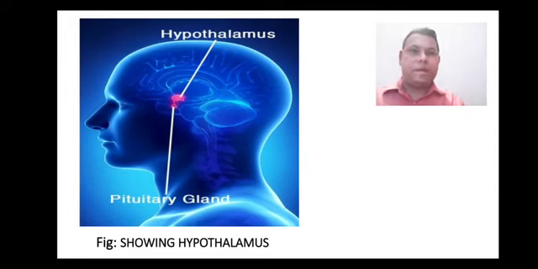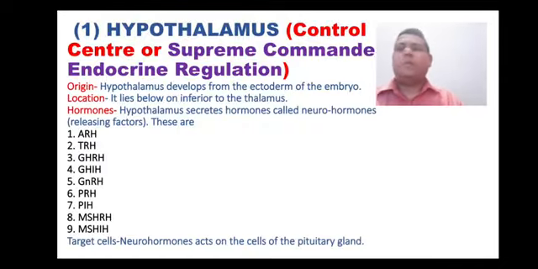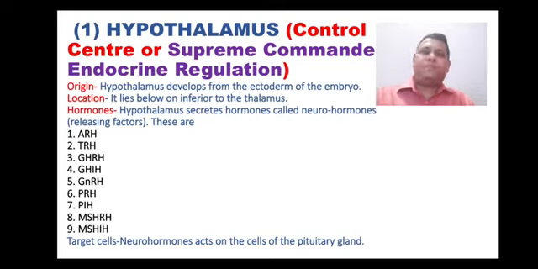Just like you can show the location of the hypothalamus gland. Number 4, GHIH, growth hormone inhibitory hormone, also called somatostatin, SS. It inhibits the secretion of growth hormone from the anterior lobe of the pituitary gland.